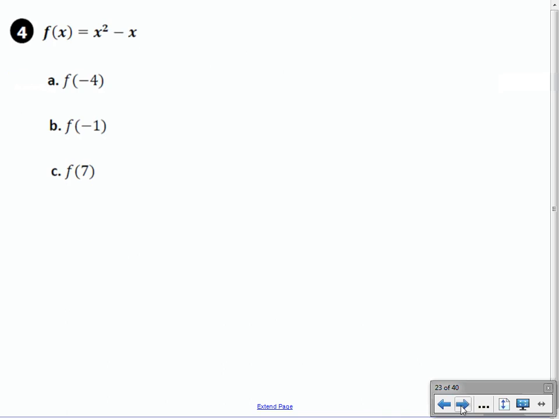For this example, we have f of x equals x squared minus x. So if I want to find f of negative 4, then I need to plug in negative 4 for x. Now, you have to be careful when you write this. I want you to write it as parentheses negative 4 squared minus parentheses negative 4.